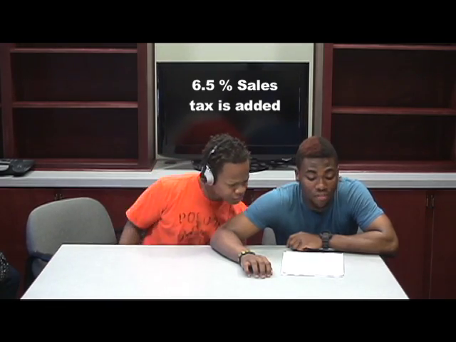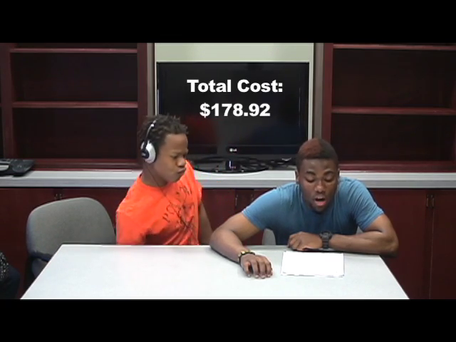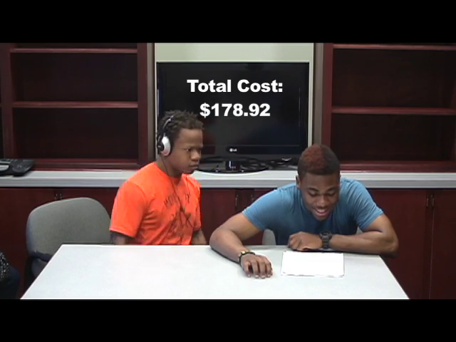Okay, the question reads: a CD player is on sale for 30% off the original price. A 6.5% sales tax is added to the discounted price. The final cost of the CD player, including tax, is $178.92. Now, what we need you to do is write an equation that can be used to determine the original price of the CD player.